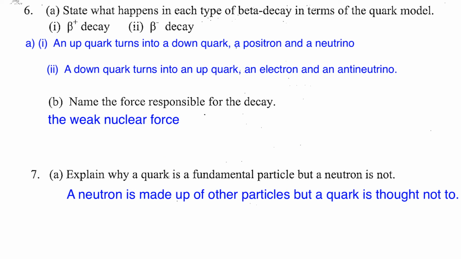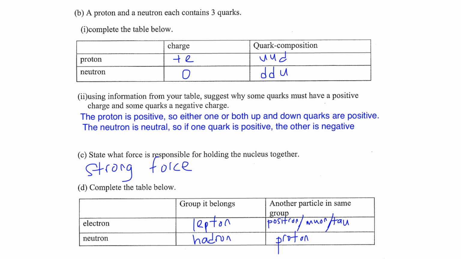So explain why a quark is a fundamental particle but a neutron is not, because a neutron is made of other particles which are your quarks, but your quark is already the most basic. A proton and a neutron each contain three quarks, so complete the table, right? So just write down. So proton, the charge is positive e, but neutron is 0. So proton positive e is actually up, up, down. Neutron is down, down, and up.